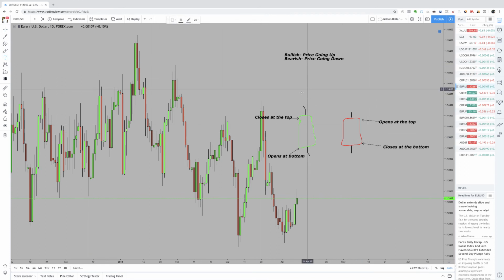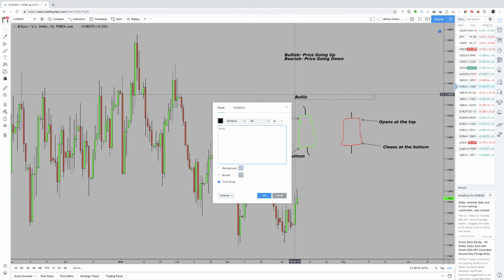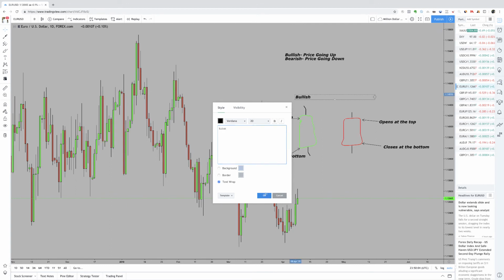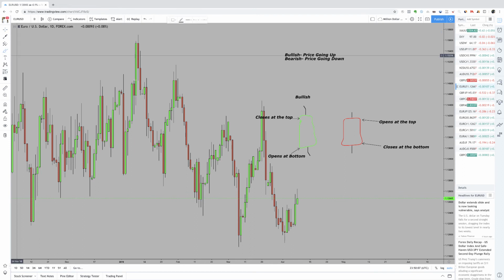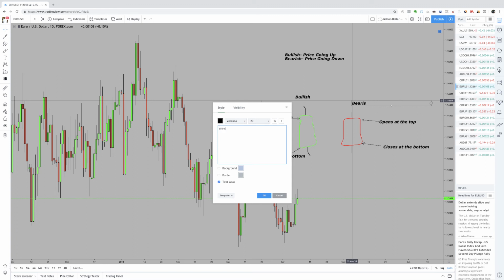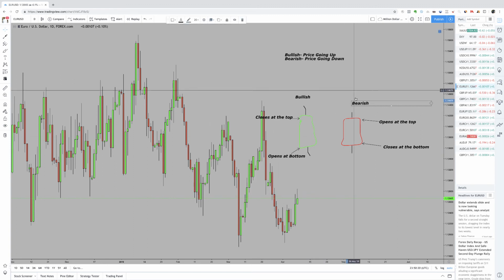Okay, so let me put this here for y'all to know as well, that the green is going to be a bullish candlestick, price going up. The red is going to represent a bearish candlestick, price going down. Okay, you all. So now you know a bullish candlestick represents price going up. It opens at the bottom, it closes at the top. A bearish candlestick represents price going down. It opens at the top, it closes at the bottom.